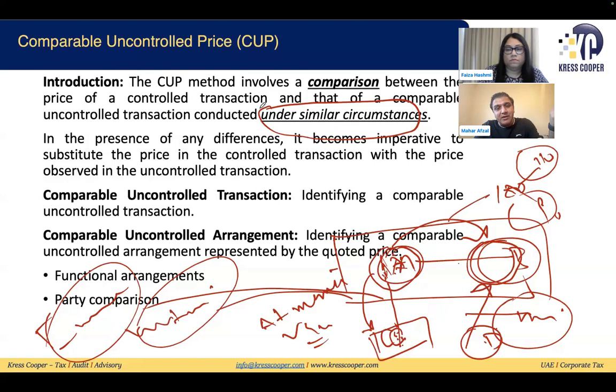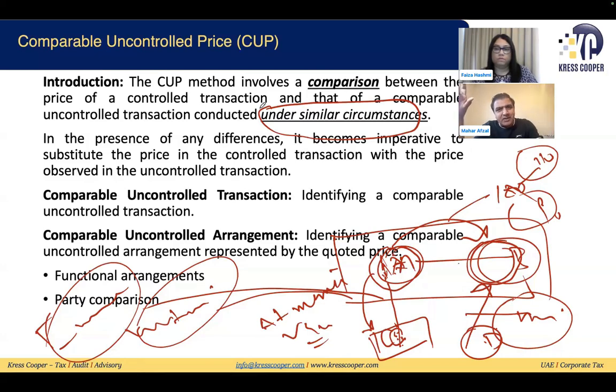So this is the uncontrolled transaction. We need to identify related parties, third parties, controlled transaction, uncontrolled transaction, similar circumstances. Then we need to go for a comparison. If everything is the same, circumstances are the same, functions are the same, Incoterms are the same, goods are the same, volume is the same, everything is the same, the price should be the same as well.